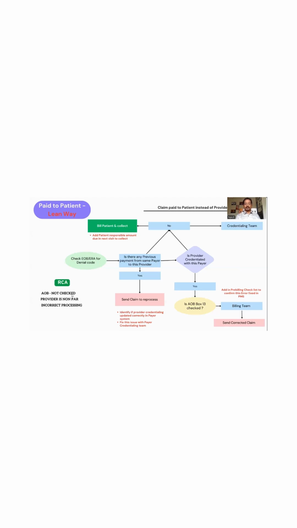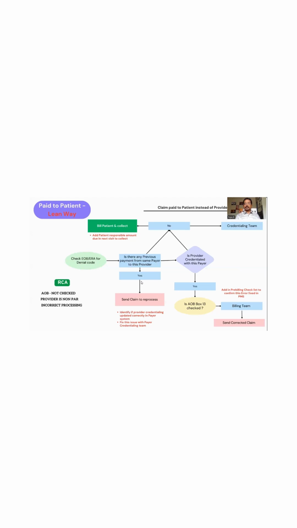The RCA of the problem is three things. One, AOB is not checked, that's a billing issue. Second, provider is non-par, that's a credentialing issue. And incorrect processing, this is by the insurance. If you're able to fix this RCA, this denial can be easily managed. Since it's a very short denial, I thought of covering one more.